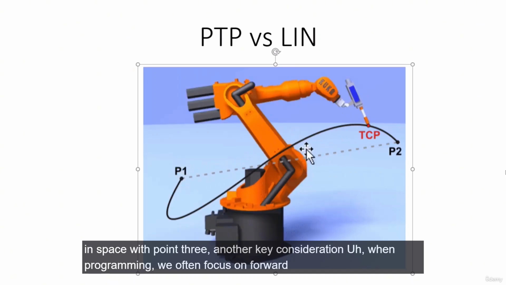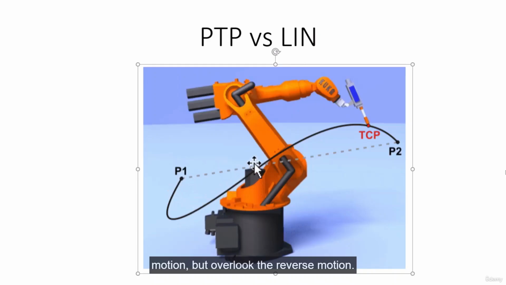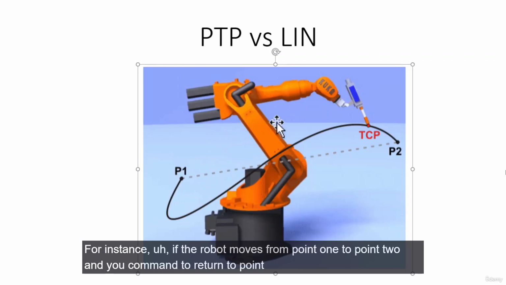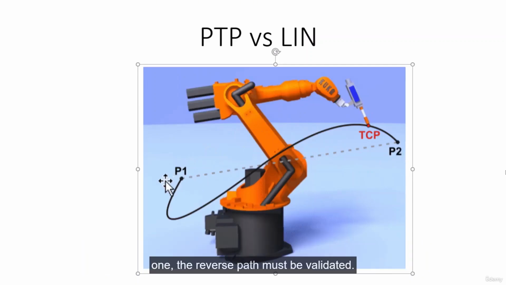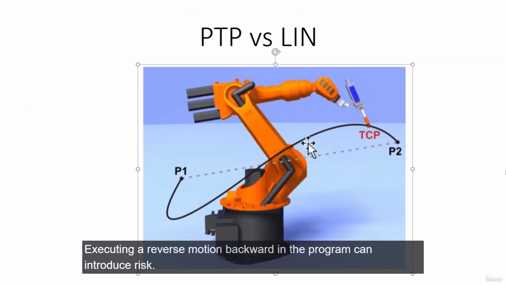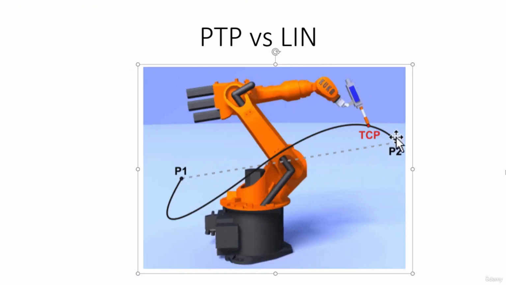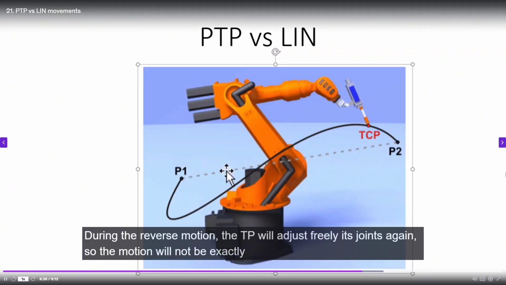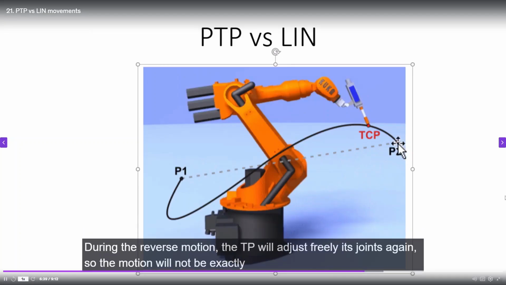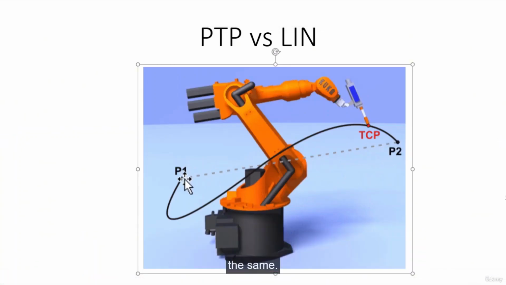When programming, we often focus on forward motion, but overlook the reverse motion. For instance, if the robot moves from point 1 to point 2, and you command it to return to point 1, the reverse path must be validated. Executing a reverse motion backward in a program can introduce risk if you don't know what type of movement the robot will do. Okay? During the reverse motion, the PTP will adjust its joints freely again, so the motion will not be exactly the same.